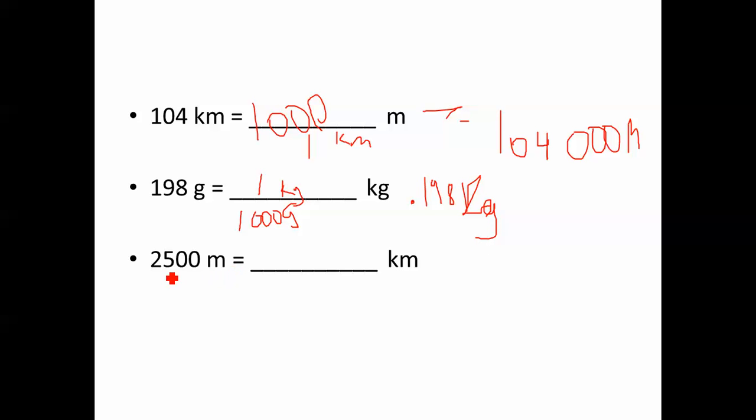The last one is going from meters. You put meters on the bottom and kilometers on the top. Again, there are 1,000 meters for every kilometer, so you'd be dividing by 1,000. This gives you 2.5 kilometers.